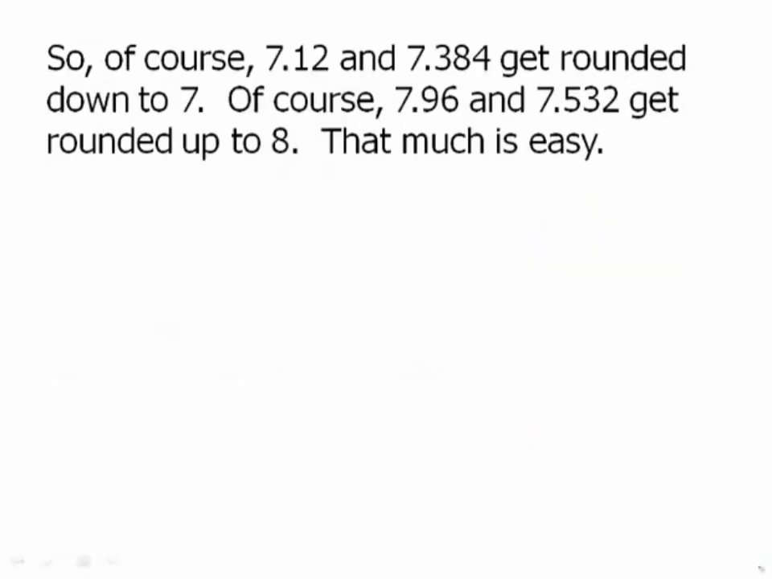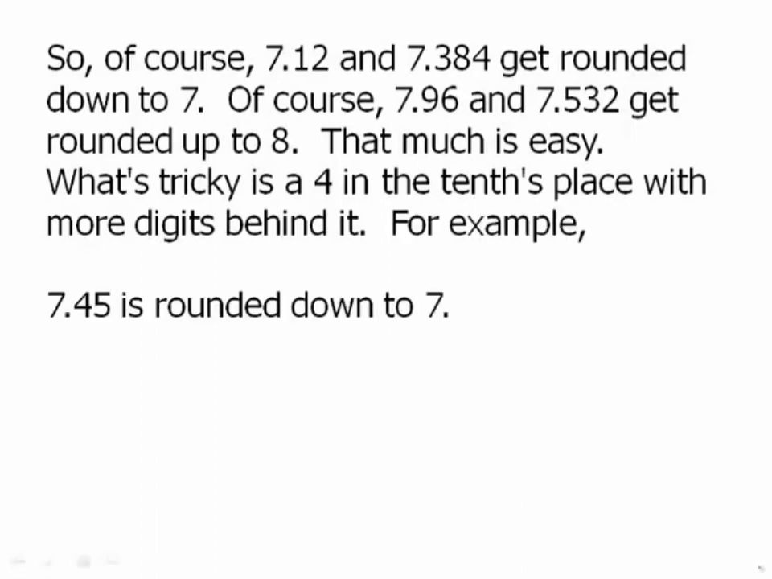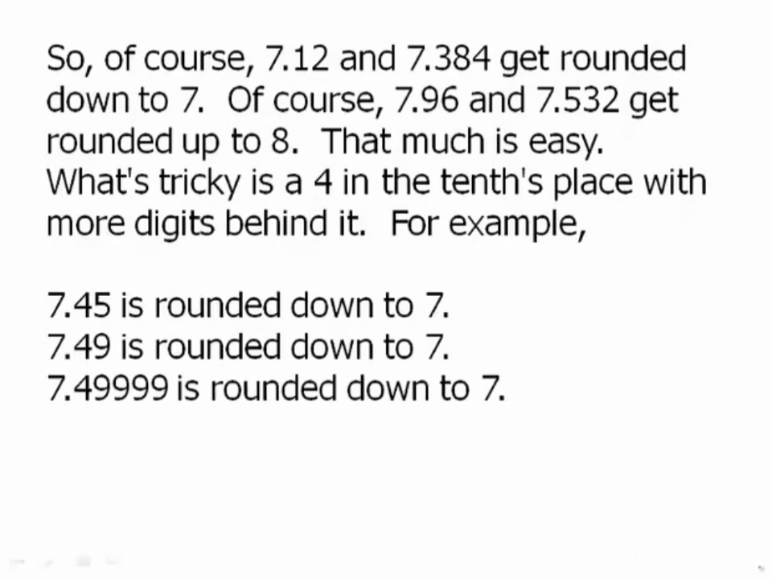Well, here's what I mean by that. So, of course, most people are pretty clear in the fact that numbers like 7.12 or 7.384, those get rounded down. And, of course, 7.96 or 7.532, those get rounded up to 8. Most people get that. But where it gets tricky is when we have a 4 in the tenths place with more digits behind it. So, for example, 7.45, that has a 4 in the tenths place, so that gets rounded down to 7. 7.49 gets rounded down to 7. 7.49999 gets rounded down to 7.